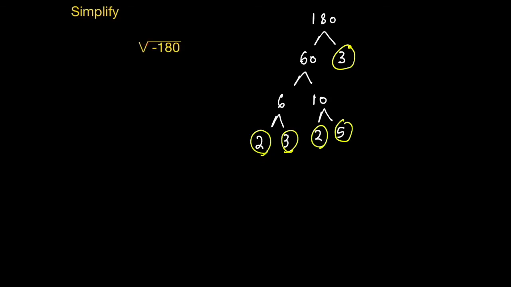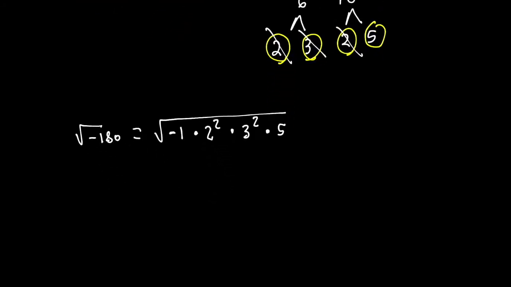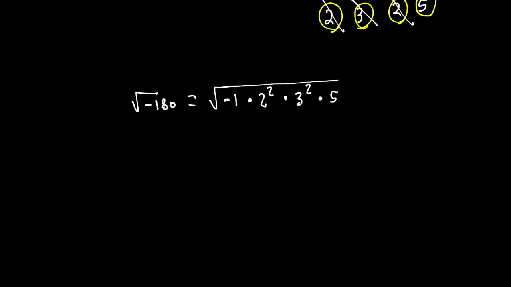Because I'm taking the square root, I want to get the pairs. So I'll rewrite the square root of -180 as the square root of -1 multiplied by 2 squared multiplied by 3 squared and then multiplied by 5. I have a monomial, so I can distribute the radical to each value. So I get the square root of -1 multiplied by the square root of 2 squared times the square root of 3 squared times the square root of 5.